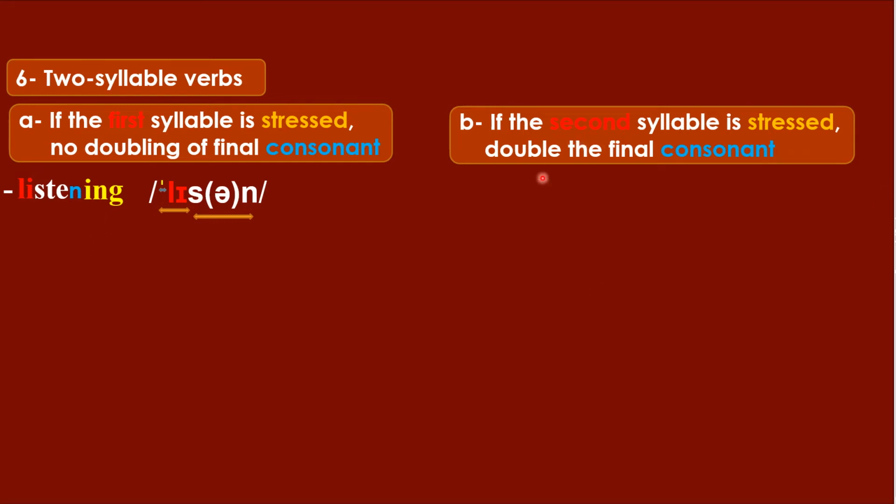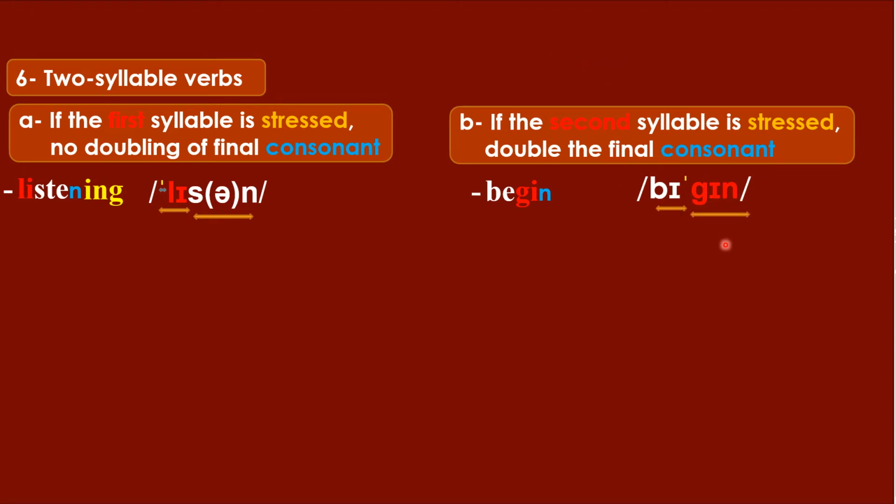In the second case, okay, let's have a look at the verb, for example, begin. Begin consists of two syllables. So this is the phonetic transcription. This is one syllable, be, and gin. And this is the second syllable.